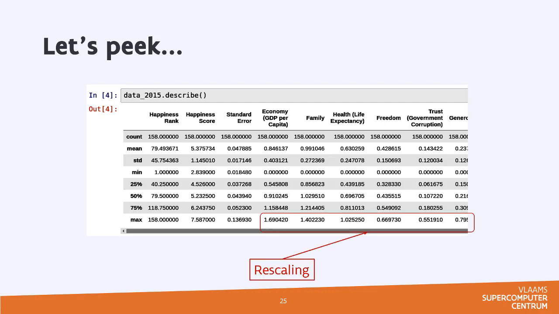So one of the things to note is that there are in fact no missing values. For each of the proxies we have 158 entries, so there are 158 countries represented in this data set. Another thing to note is that the maximum values of many of these indicators are not 1, and they differ quite a bit. So this is one thing which we should take care of when we are pre-processing this data in our pipeline.